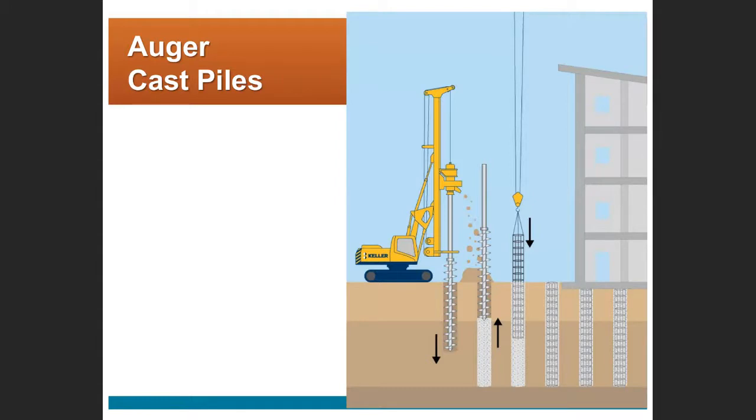Right, another image of auger cast piles. Again, these are things that would be typical.